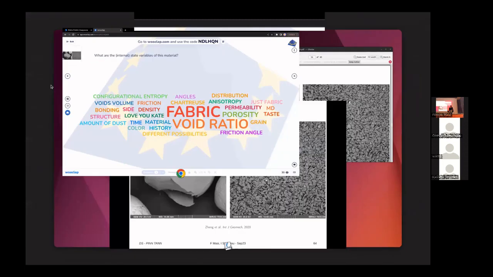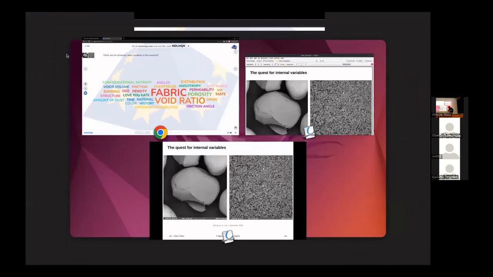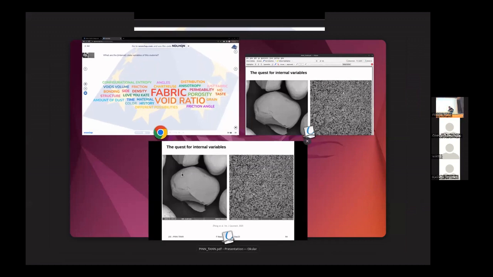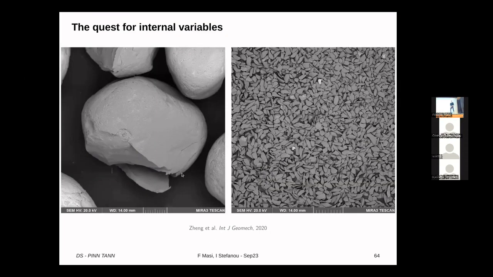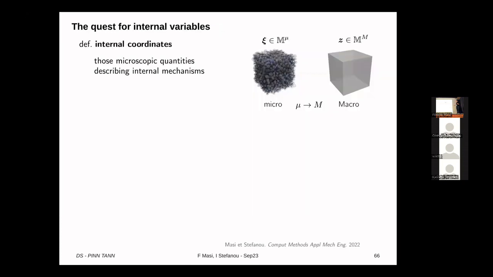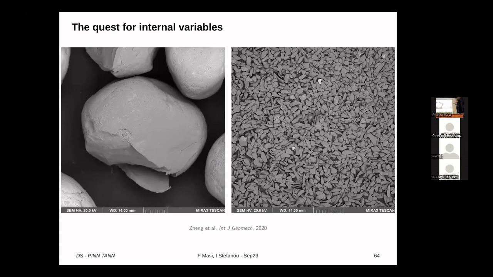So the idea that I wanted to prove, but then of course you went to a joke apparently, is that, well, you might ask the best experts in this community, and they probably would not agree on what are the internal state variables for this piece of material. And sand is quite a standard material, we agree. So the idea is, can we find somehow these internal state variables by looking at the microstructure of this material?